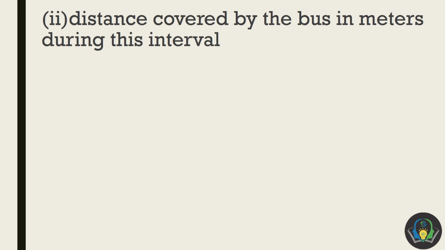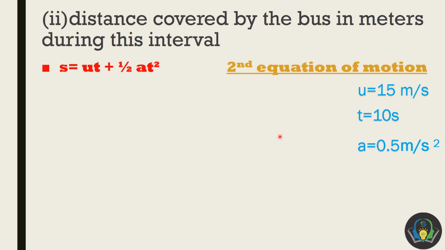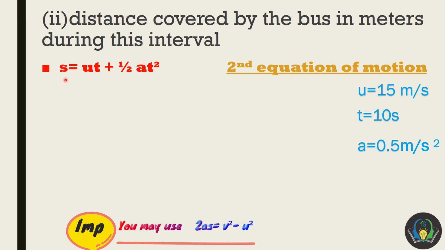Distance covered by the bus in meters during this interval. First of all, we will be jotting down all the data that we have: u, t and a, acceleration. The data is in front of you over here on the right side. Now the second equation of motion. So let's begin with substituting the values.